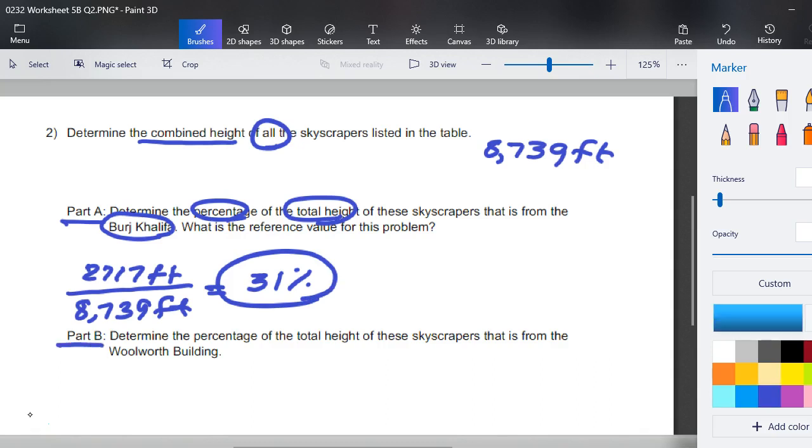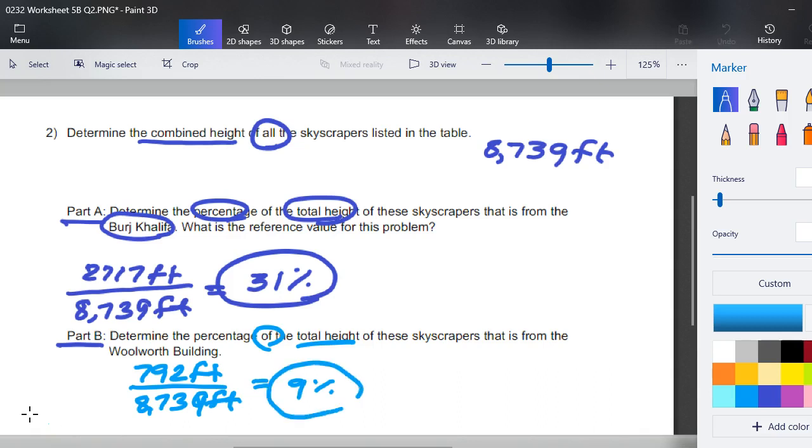So determine the percentage of the total height of these skyscrapers that is from the Woolworth building. The percentage of the total height. So the percentage of the total height that is from the Woolworth building, that's the Woolworth building's height. Here's the total of our buildings, so 8,739 feet. When we divide and multiply by 100, we get 9 point some change there. We're just going to call it 9%. So the shortest building is just 9% of the total heights.